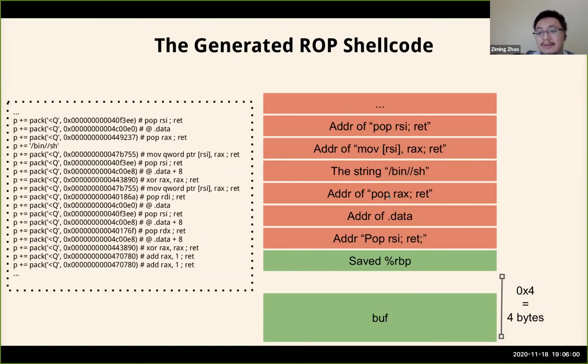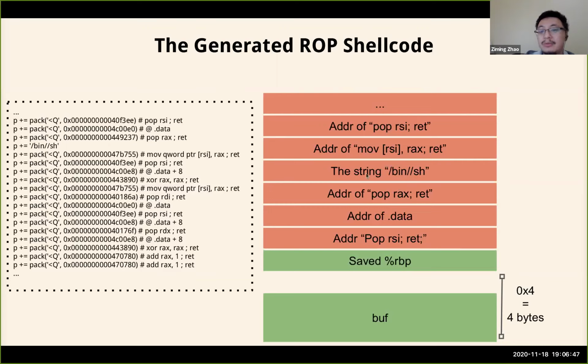The next gadget will also have two instructions, pop RAX and return. This time, when we pop RAX, we are not popping the address of the string. We are directly popping those 8 characters, /bin//sh, into RAX directly, not the address. After that, there's another gadget that moves RAX to the memory pointed to by RSI, and RSI is where we set it. So we're going to move this string to a memory location.